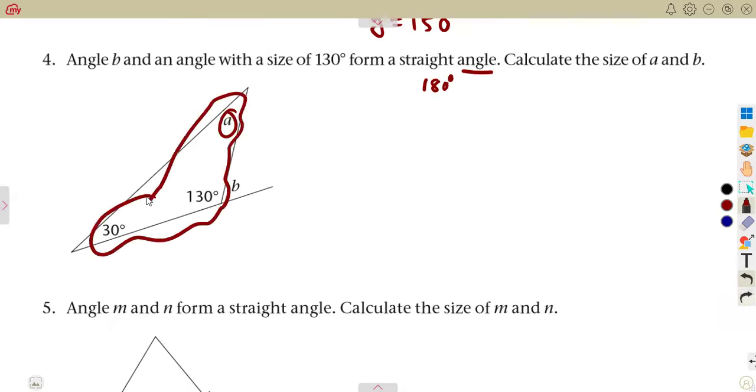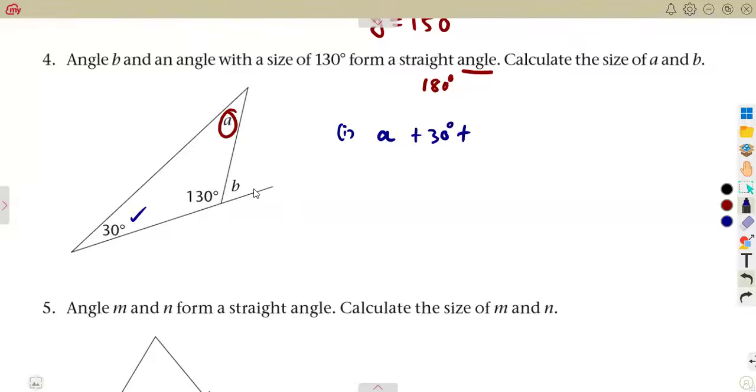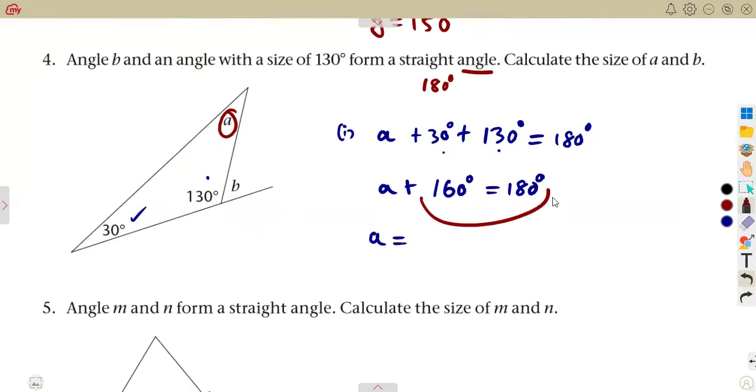Angles in a triangle add up to 180 degrees. So in this case, we can calculate our angle A. That is, if we add angle A plus these 30 degrees, plus the 130 degrees, we must get 180 degrees, angles inside of a triangle. So that's A plus 30 plus 130, which is 160, is equal to 180 degrees. So A is going to be, take this to the other side, 180 minus 160 degrees, which is 20 degrees.